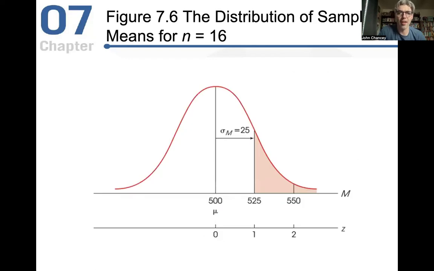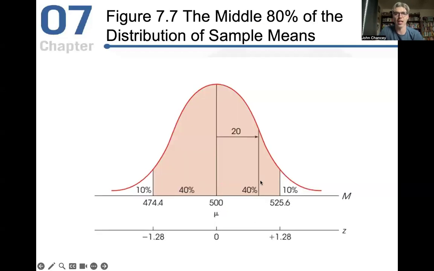So we can start looking at things like, okay, if the mean is 500, and the standard deviation of M is 25, if somebody scores a 525, what does that look like? We can look at the middle 80% of a distribution of sample means, so we can start to calculate those things as well.